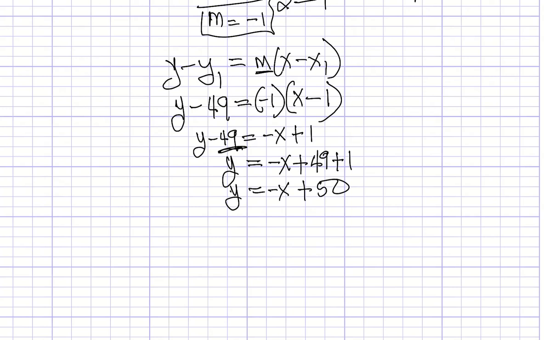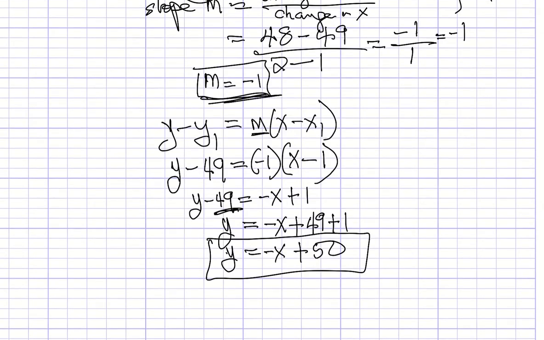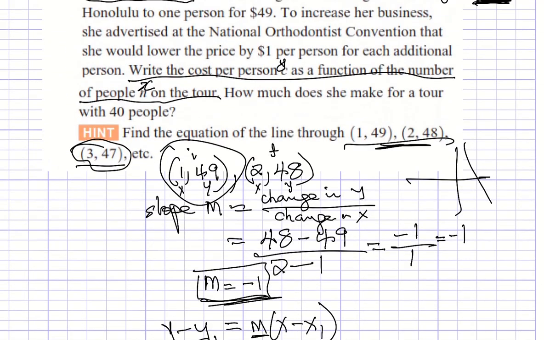Alright. So basically that's it. That's it right there. That's our slope intercept form, you remember? So of course we know that the slope is negative 1. Okay, so what do they want us to do? We found the equation. How much does she make for a tour with 40 people?